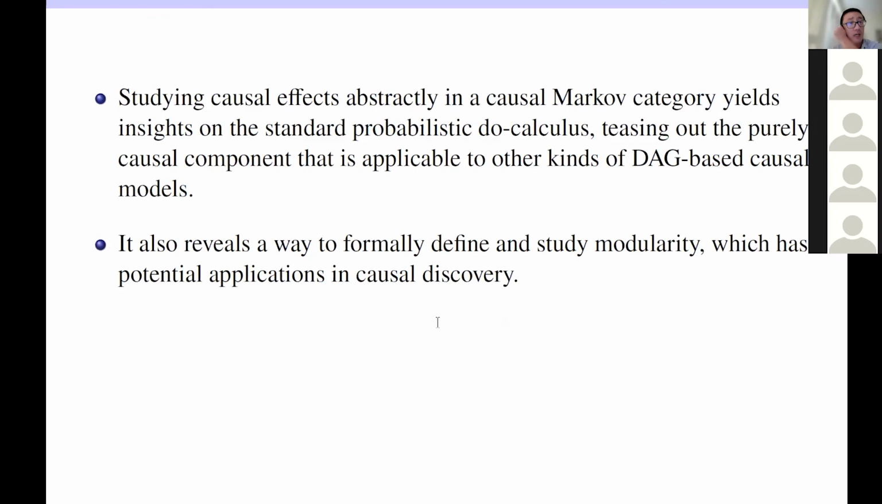So to summarize, this is very abstract, and I don't know how applicable it will be to data analysis at some point. But I do hope that our work on this modularity will have applications in causal discovery soon. But I just want to say that when you study this abstractly, you gain some new insight into the do-calculus. At least I did. I didn't realize, for example, that the simpler version is actually as strong as the full version. So let me stop here. Sorry for the extra time.